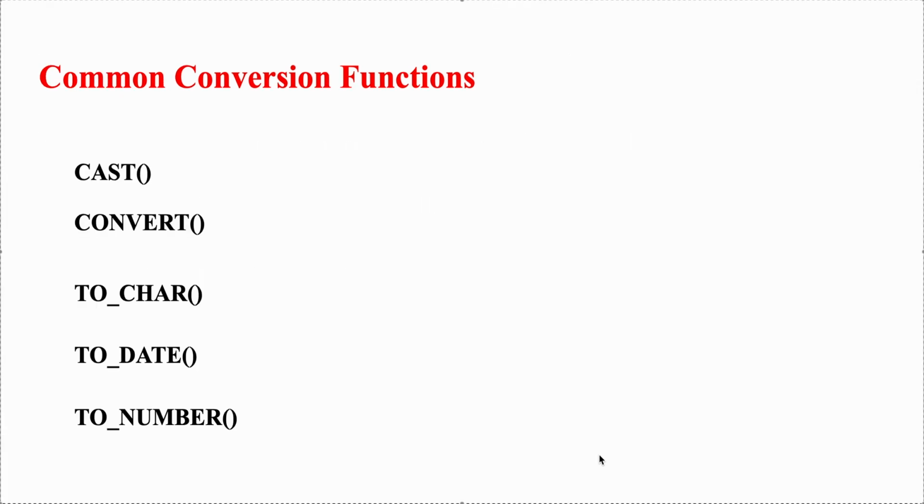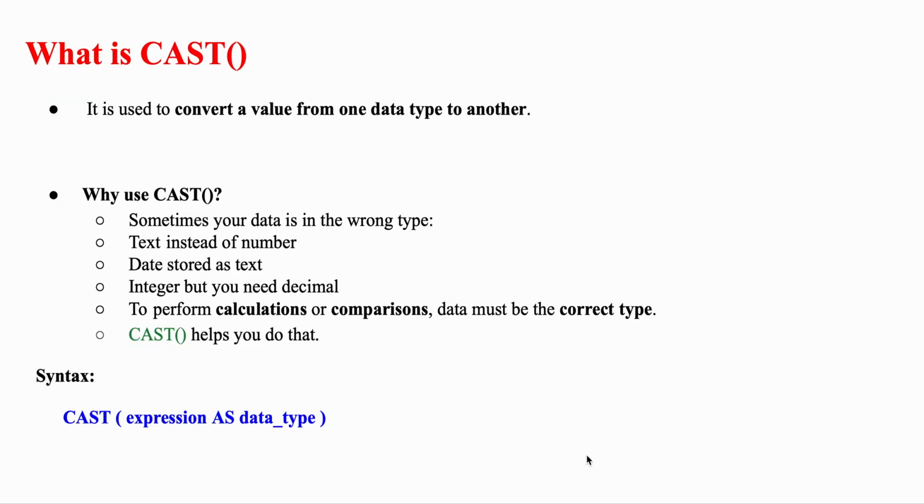Alright, so what are some of the common conversion functions we use in SQL? Here are a few you'll see quite often. Cast and convert. These are used to change data types like turning a string into a number or a date. Then you got toChar. Super useful for converting dates or numbers into nicely formatted text. Next, toDate, that's for taking a string and turning it into a proper date, and toNumber to convert text into a number for calculations.